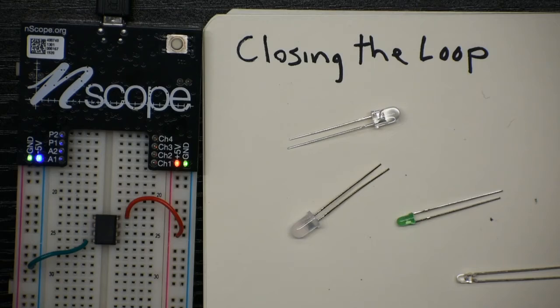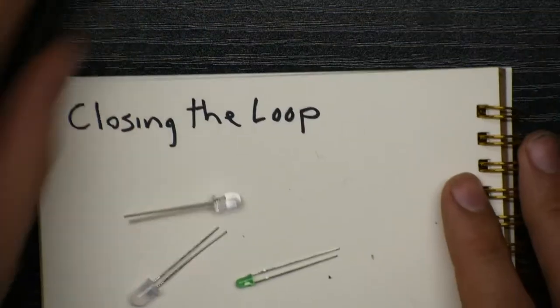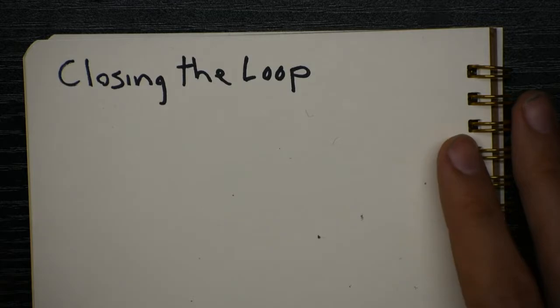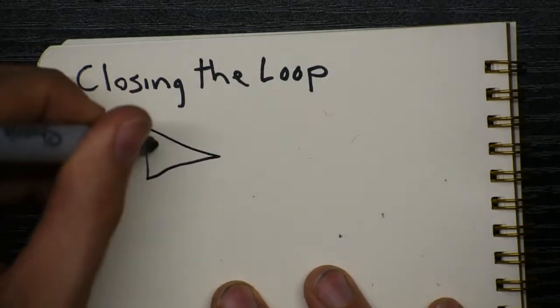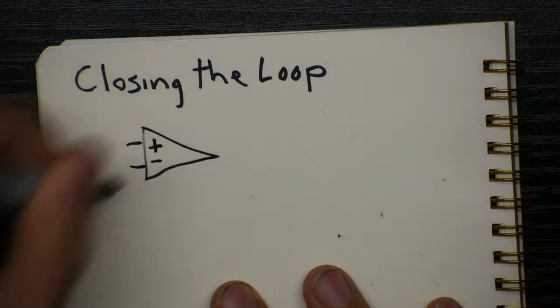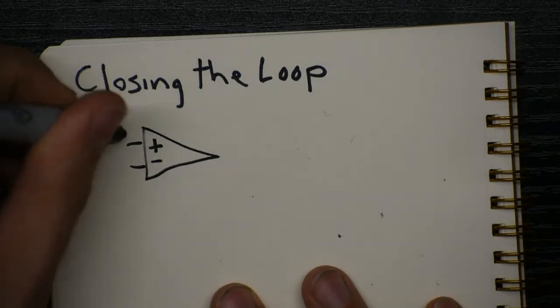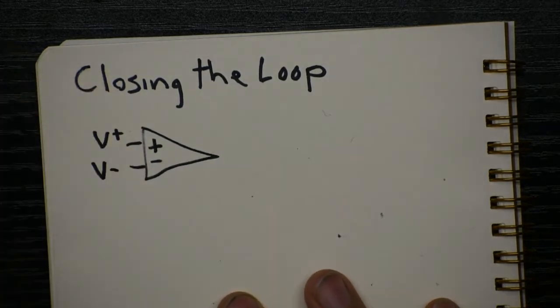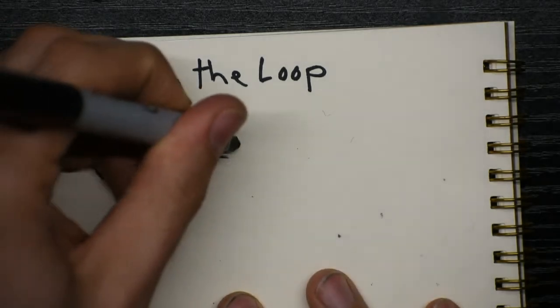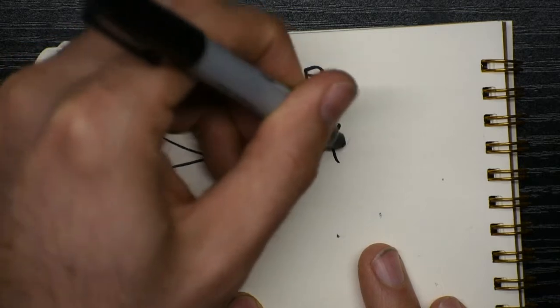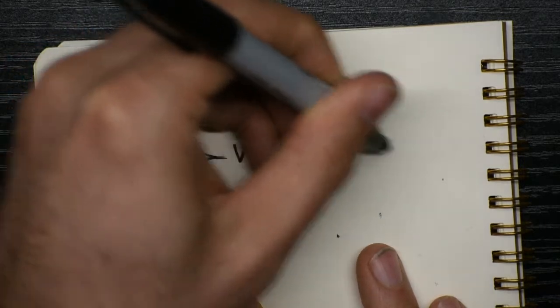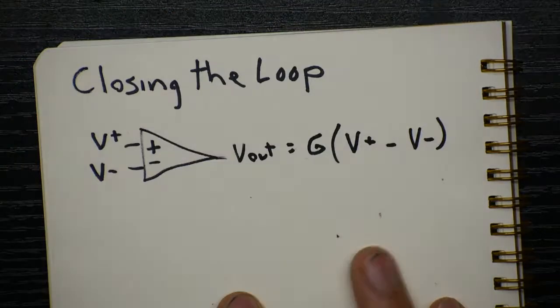Let's spend one more video discussing happy op-amp theory. This will be a little more abstract, and it's what I'm calling closing the loop. So we have our op-amp. It has two inputs, V plus the non-inverting input and V minus the inverting input, and it has an output that obeys the law big G is V plus minus V minus.